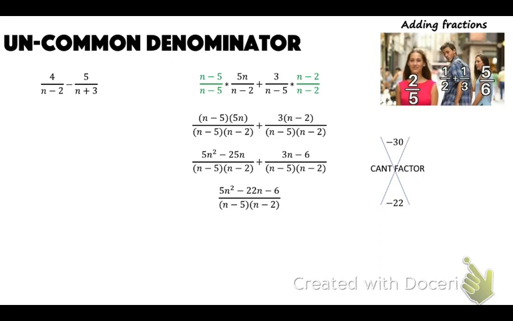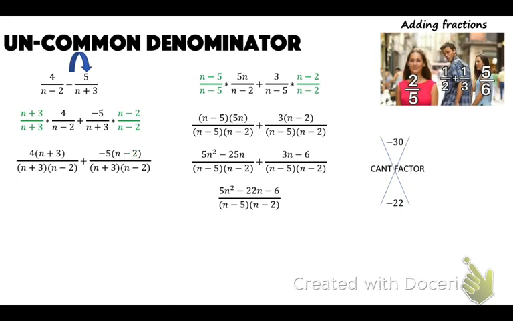Okay, let's do this one. So this one, there's a subtraction sign there. So we want to distribute that first. So I get 4 over n minus 2 plus negative 5 over n plus 3. Then I need to get a common denominator. So I'm going to multiply n plus 3 to the top, or the first one, and n minus 2 to the second one.